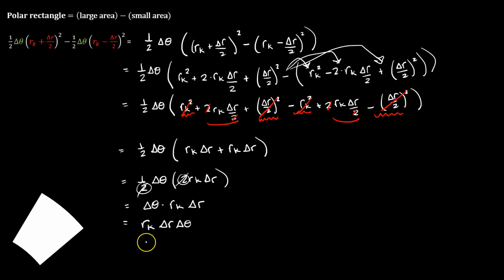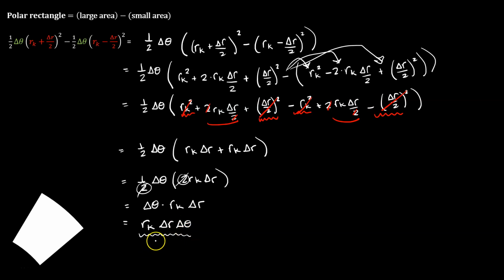So after all that algebra, we're able to see that the area of a polar rectangle looks like the r sub k, that center of the polar rectangle, times the delta r, so the length between that smaller radius and the larger radius, times delta theta, so the angle that spans from side to side.